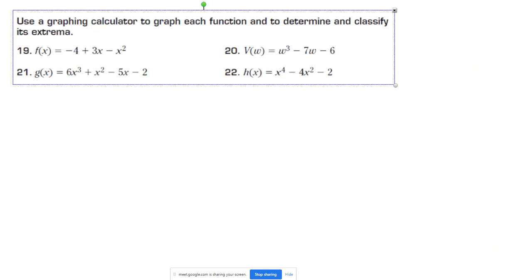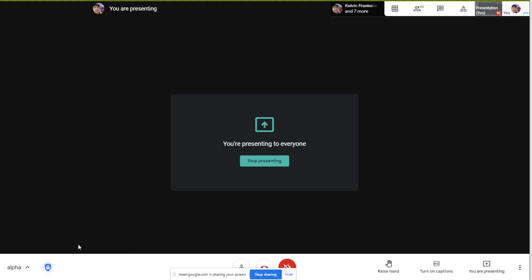For 19 through 22, they want us to use a graphing calculator, graph each function, and determine and classify the extrema. Let's see. So I guess there's no way around this one. We just need to use the graphing calculator on this one. So I'm going to bring up another window and go to Desmos.